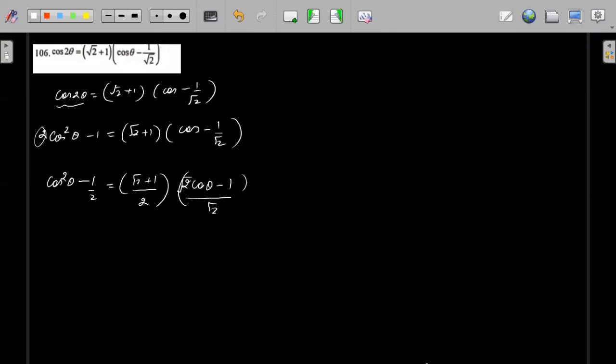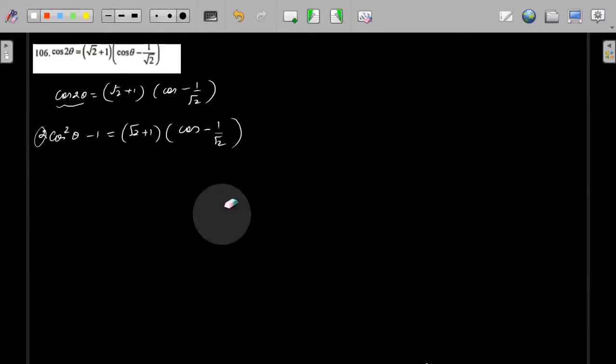Sir, we can use cos 2 theta. That is what I'm using. Now cos 2 theta is 2 cos square theta minus 1. So now I'm dividing everywhere, or even if you don't want to divide, it's okay. I forgot to write cos theta, okay?